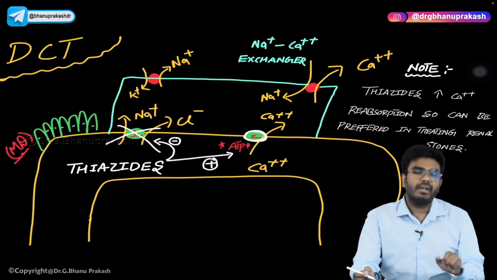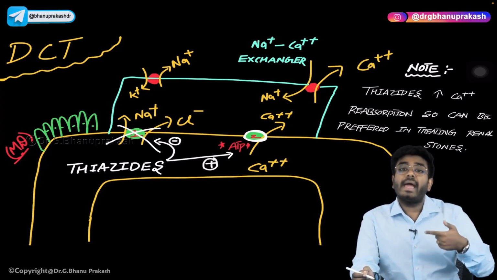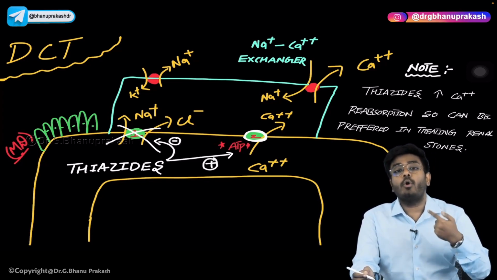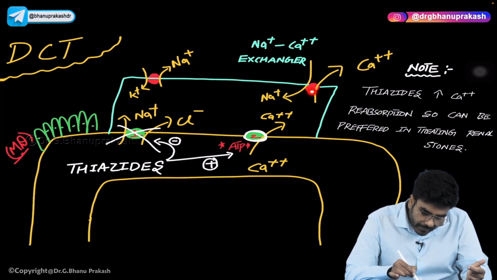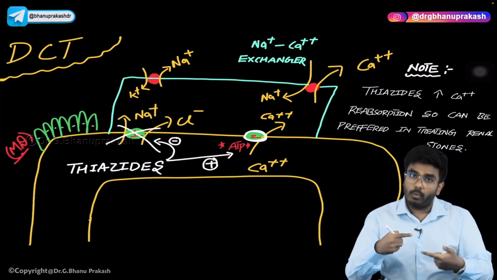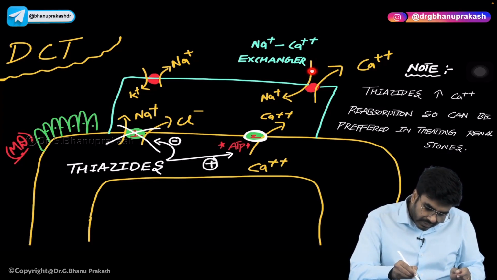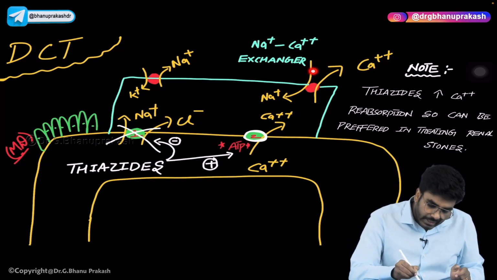Now, is that good? Definitely not. So who is going to work more now? The sodium calcium exchanger, or the sodium calcium antiporter, will start to work more, to bring more and more sodium into the cell. It will try to compensate.